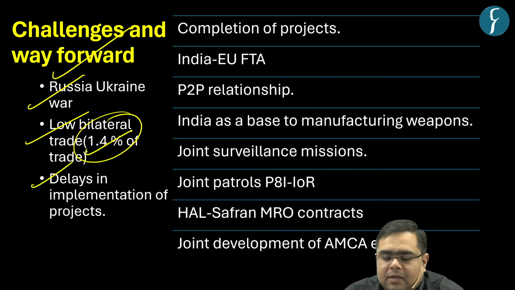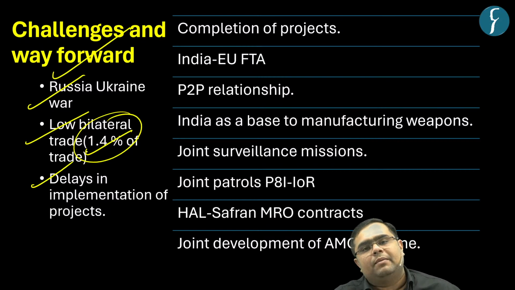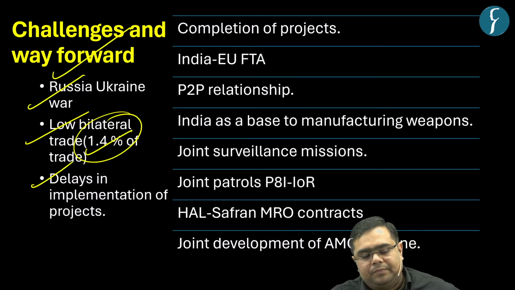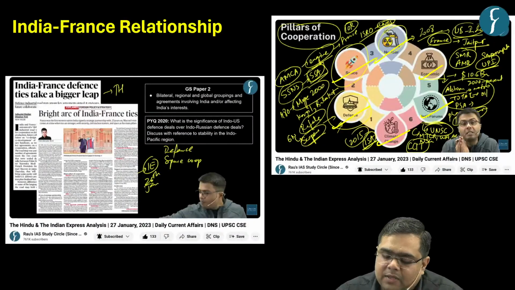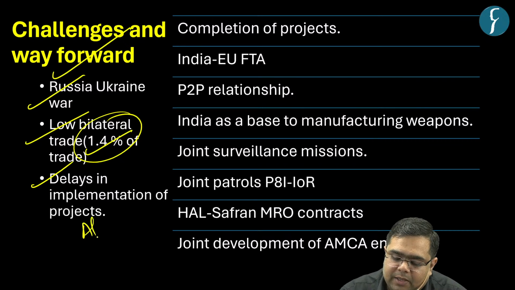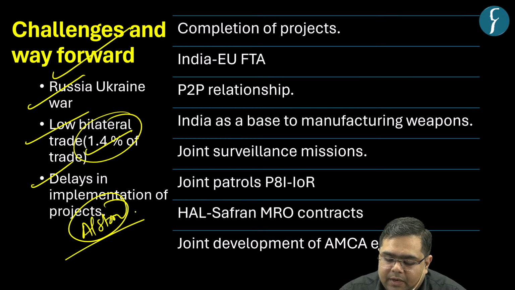And then the third concern is with respect to the delays in implementation of key projects. Most importantly, the projects of atomic energy and energy security, that is the Jaitapur nuclear power plant, which is being made with the help of French assistance. Alstom is the name of the company which is making it, but there are delays after delays with respect to the construction of this nuclear power plant.